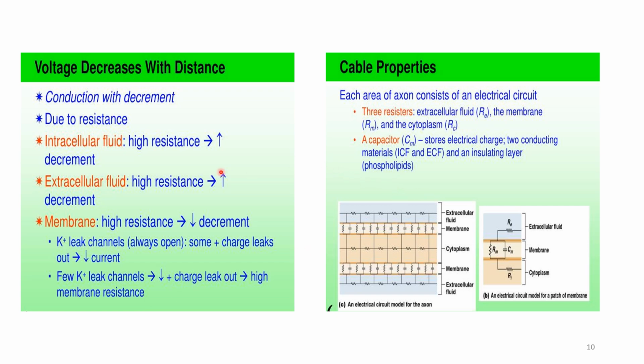So here you can see three resistors, that is intracellular fluid, extracellular fluid and membrane resistance. This is extracellular fluid, this is membrane, this is cytoplasm. And this is again membrane, this is extracellular fluid. This is an electric circuit model for the axon. This is a patch of the membrane. This is the resistance of the extracellular fluid, capital R, small e. This is resistance in the membrane, capital R, small m. This is resistance in the cytoplasm, capital R, C or I.